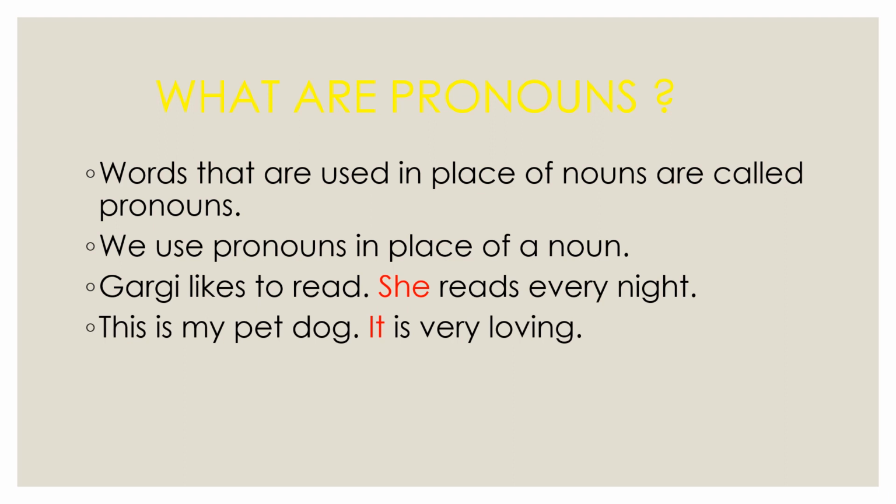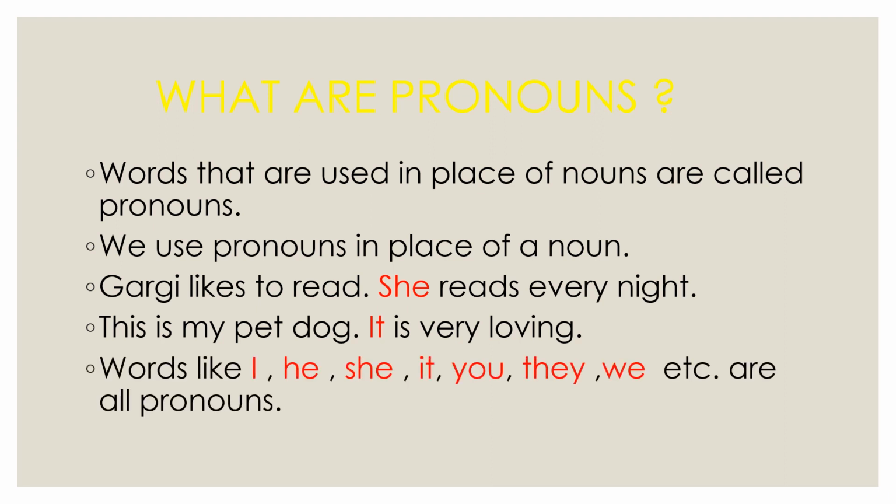Similarly, in this next example, this is my pet dog. It is very loving. Now again, we are replacing the noun pet dog with a pronoun which is it. Children, you must know that the word it can be used for both living and non-living things. So, the words like I, he, she, it, you, they, we are all pronouns.